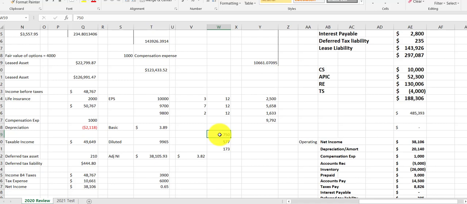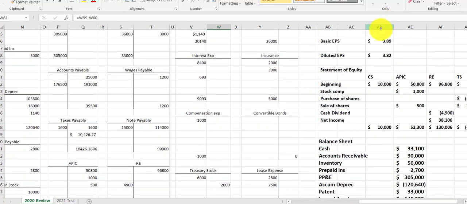So that's 750 options, which means if everybody exercised those options, they would give us cash for each of those 750 shares. So they would pay us 750 times 20, because that's the exercise price, and then we would buy back shares at $26. We'd buy back 571. So the actual difference in shares because of the stock options is 173. So we add that to our 9792, and the net income divided by that gets us $3.82 for fully diluted earnings per share.